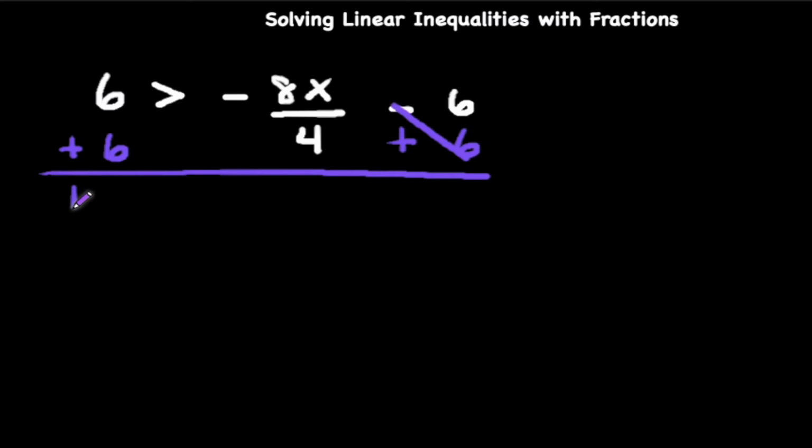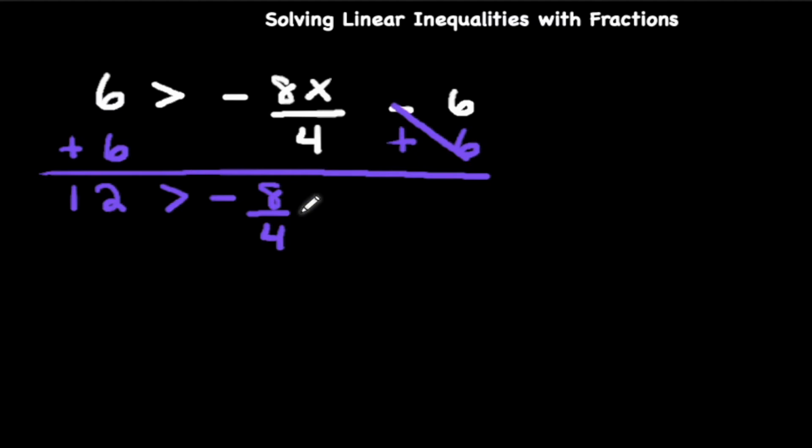6 plus 6 is 12, is greater than negative, and let's go ahead and place the coefficient in front of the variable x, all right? So negative 8/4 times x. Okay, so here we can go ahead and isolate x by multiplying by the reciprocal of negative 8/4, which is negative 4/8. So let's just go ahead and move this x out of the way and replace it.